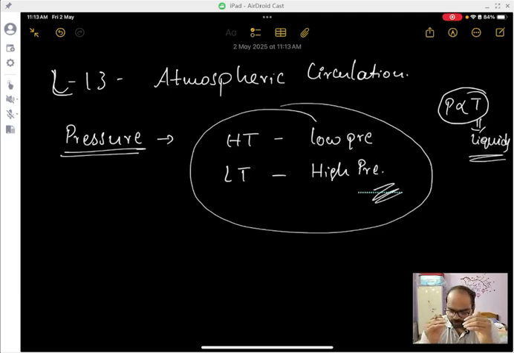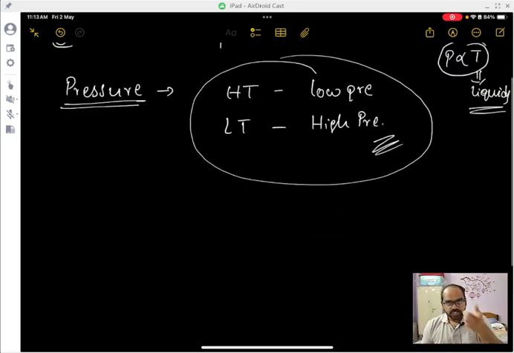In a climatic scenario, pressures are not directly proportional to temperature. Pressures are directly proportional to temperature in the case of liquids according to Boyle's law and Gay-Lussac's law. But when it comes to the specific scenario of climatology, the pressures are induced by the temperatures. So high temperatures induce low pressure, low temperatures induce high pressures. Why? We have discussed in the first class. Please go back to that class and understand the logic behind it. Okay, this is about temperature induced pressure.